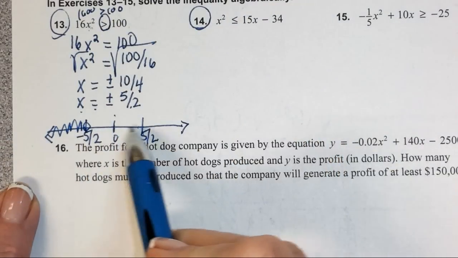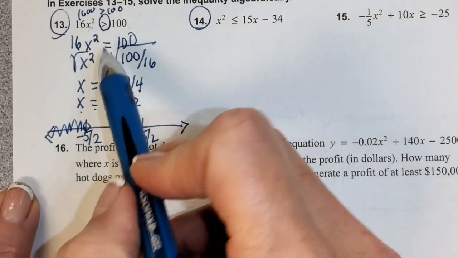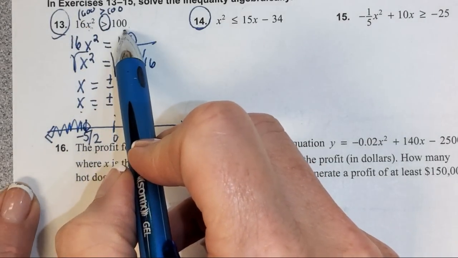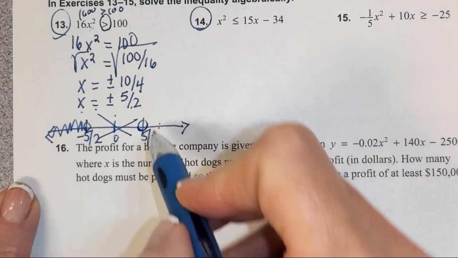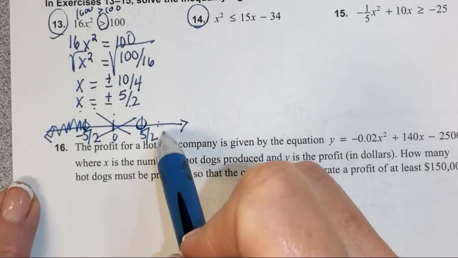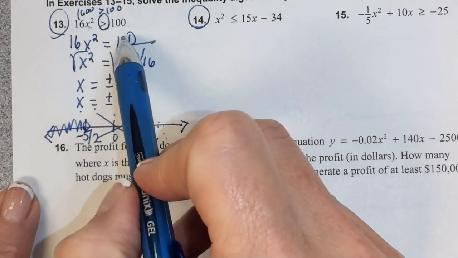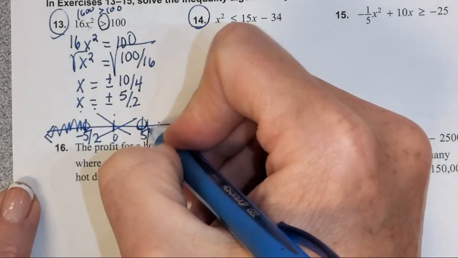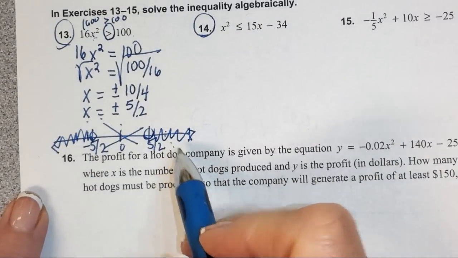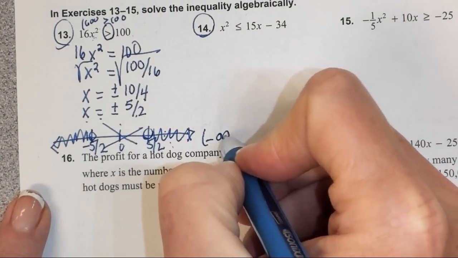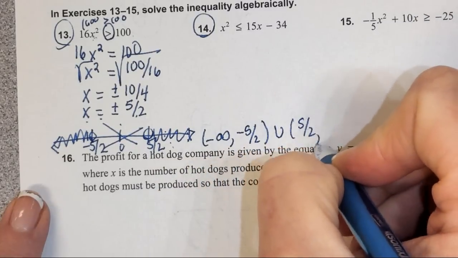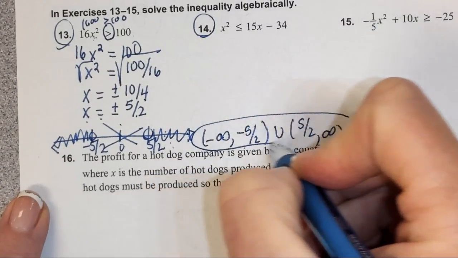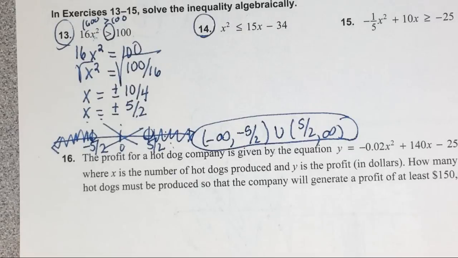What if I check this interval? If I check 0, is 0 greater than 100? No, so this region doesn't work. Check this region. Let's just check 10 again. 10 squared is 100. Is that going to work? Yeah. So now we're going to write this answer in interval notation. It's going to be negative infinity to negative 5/2, union 5/2 to infinity. Those are all of the x values that are going to make that true.